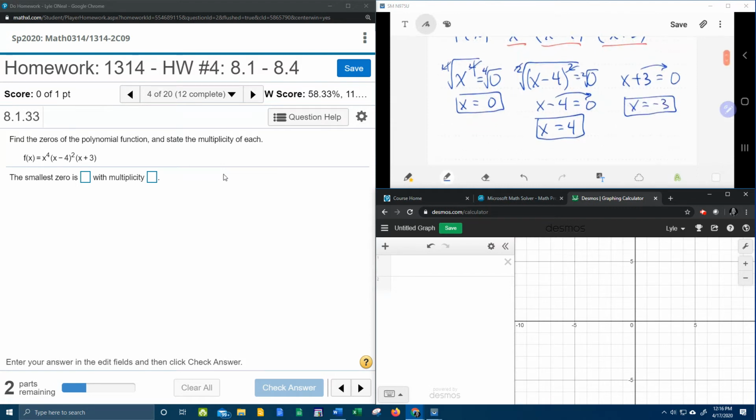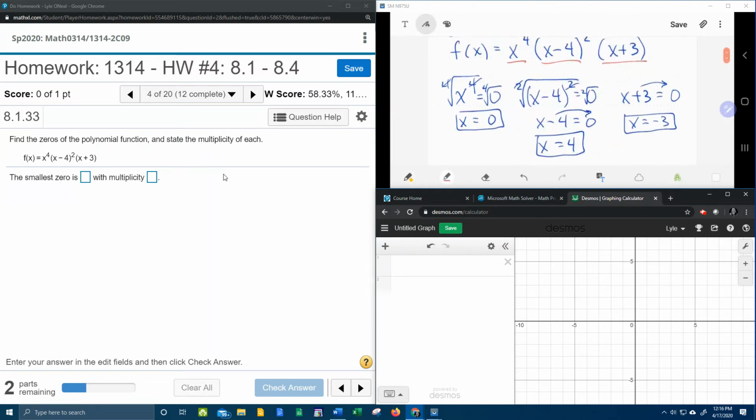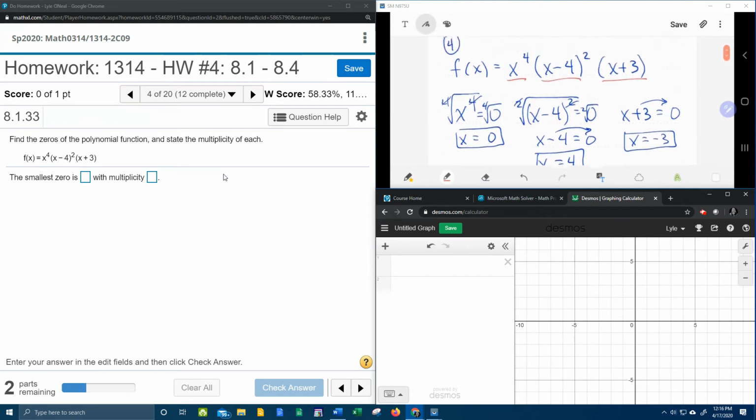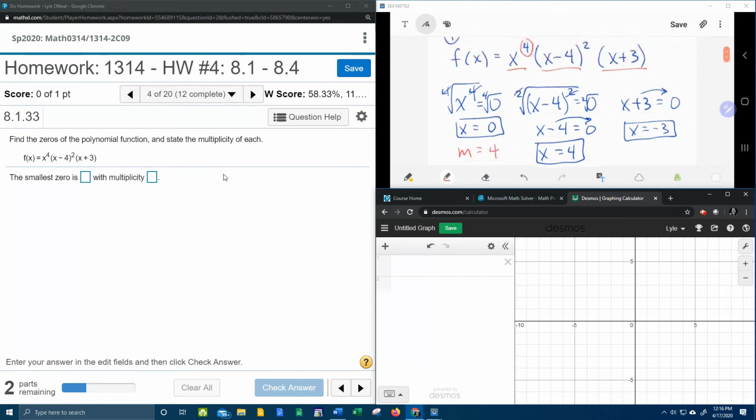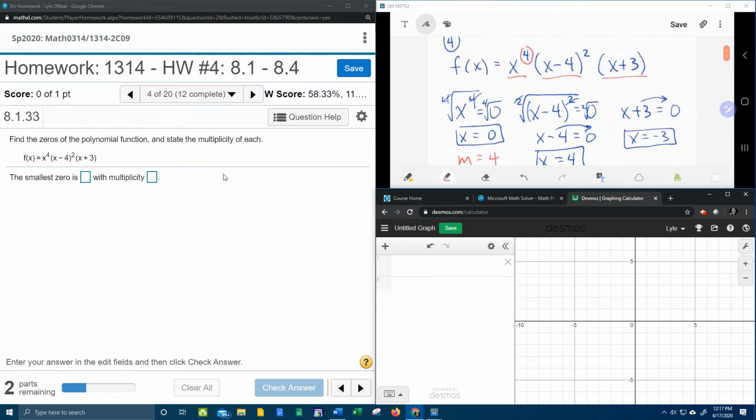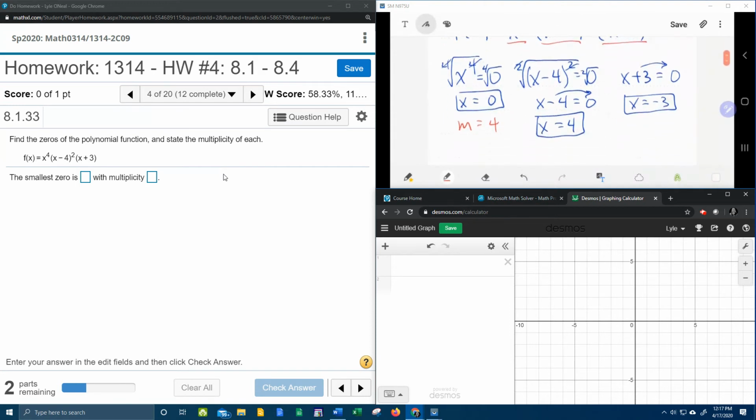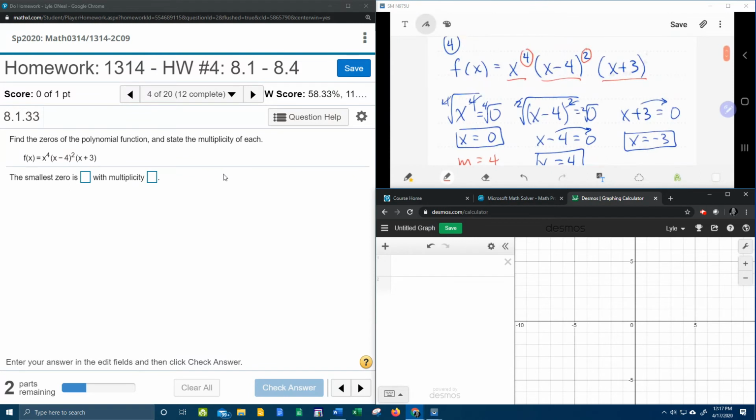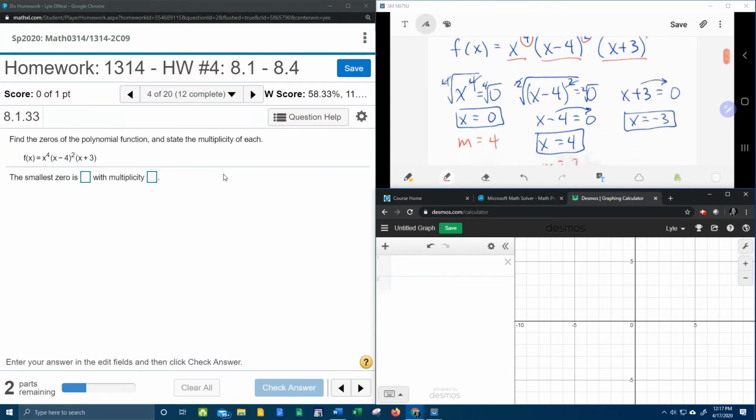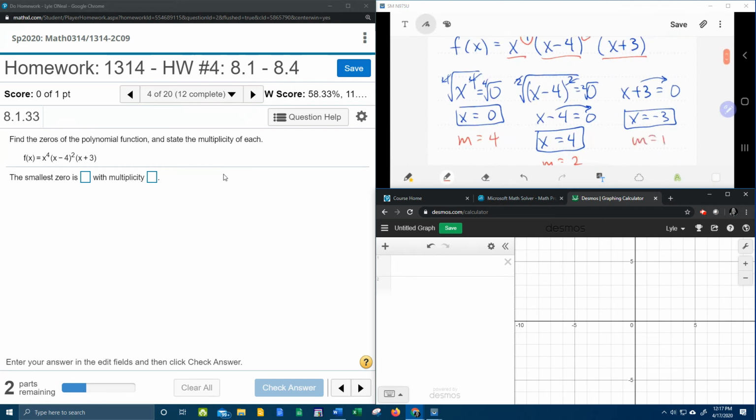And now we're going to go ahead and state the multiplicity of each one of these zeros so that we'll be ready to put them in. So how do you know the multiplicity? Well, the multiplicity is the power of the factor that the zero came from. So x equals 0 came from this factor, which has an exponent of 4, so that's going to be multiplicity 4. The x equals 4 came from this factor, which has an exponent of 2, so it's multiplicity 2. And then the x plus 3, remember it didn't have an exponent visible, so that's an understood 1, and so it's going to be multiplicity 1.